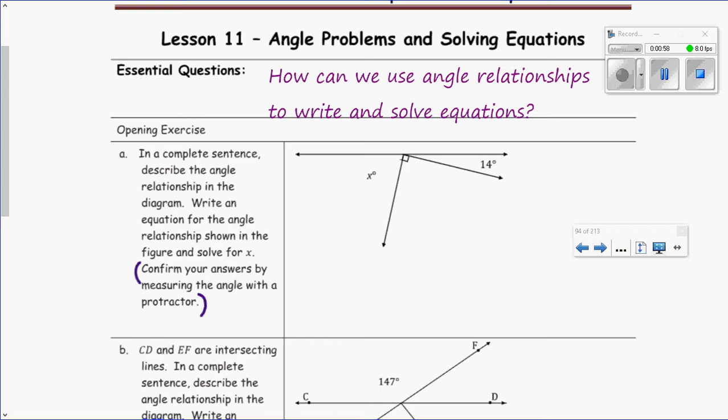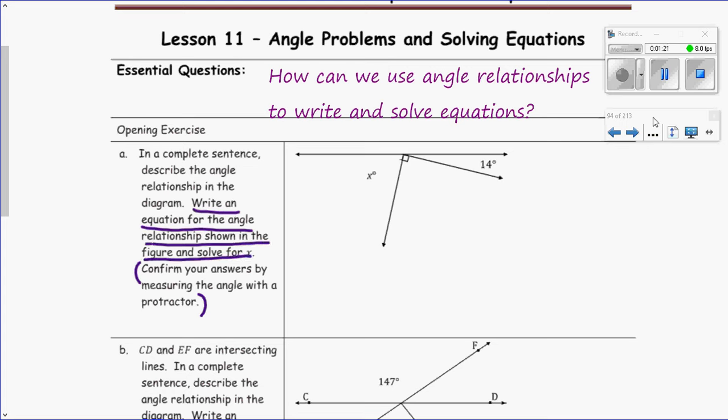And for each of these, it says confirm your answers with measuring the angle with a protractor. And you don't actually have to do that. You can if you'd like, but you do not have to do it. So the goal here, which we're going to keep simple, is to write an equation based on the information and then to solve it. Answer what the question's asking. So for this one, underline where it says write an equation for the angle relationship shown in the figure and solve for x.